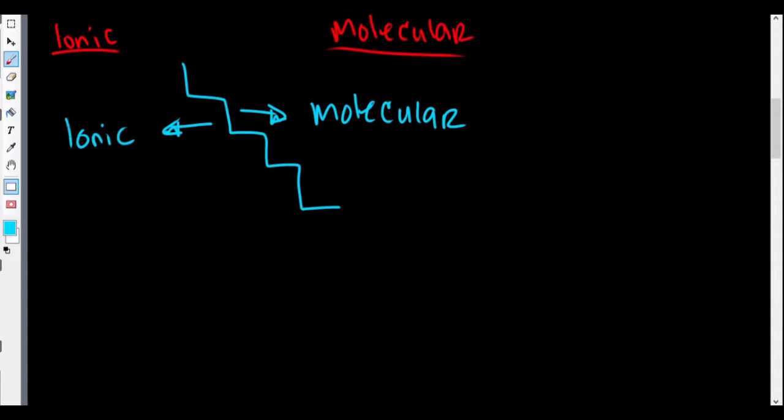Ionic only has one I in the beginning, two I's total. Just so you know. Because I can't spell, doesn't mean you guys can. But alright, so ionic versus molecular. So ionic will have a metal, which is where this half comes in, and either a non-metal or it'll have a polyatomic.